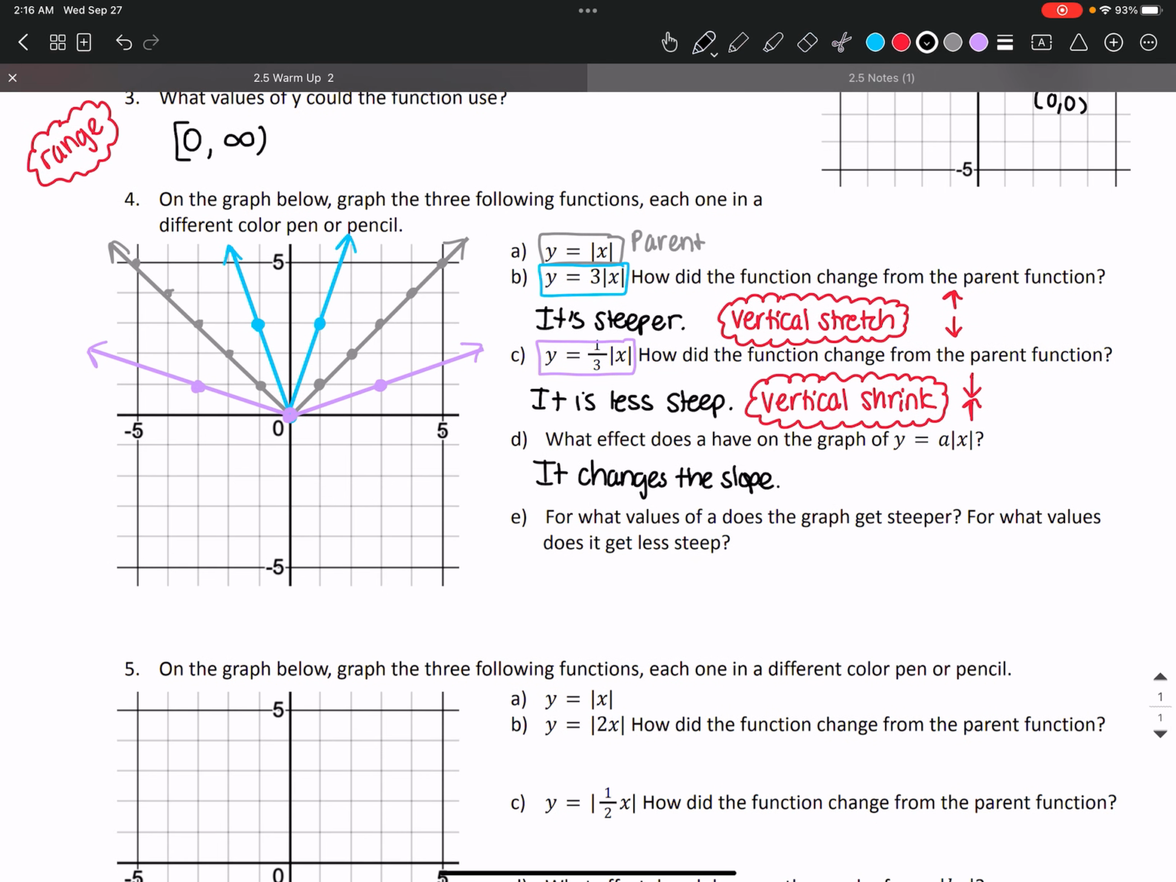And then I want to know, for what values of A does the graph get steeper? And then for what values does it get less steep? When I saw that I had a whole number, it was different than when I saw that I had a fraction. And that's the distinction that's going to change whether it's going to get steeper or not. So I'm going to say if the absolute value of A is greater than 1, then that means it gets steeper. And if the absolute value of A is less than 1, meaning that it's a fraction, then I would say it's less steep.